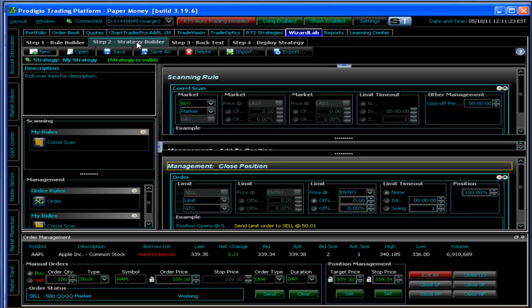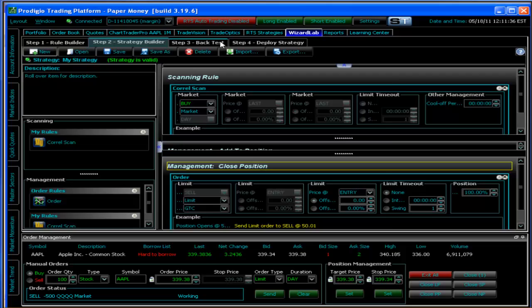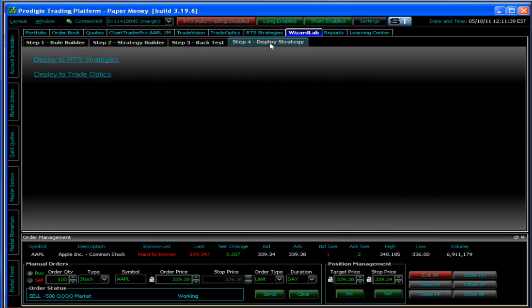Well, if I saved a Shadow Trader Forex strategy, Step 2 is your strategy builder. Let me read through these very slowly. Step 1 is the rule builder. Step 2 is the strategy builder. Step 3 is backtest, and Step 4 is deploy strategy.